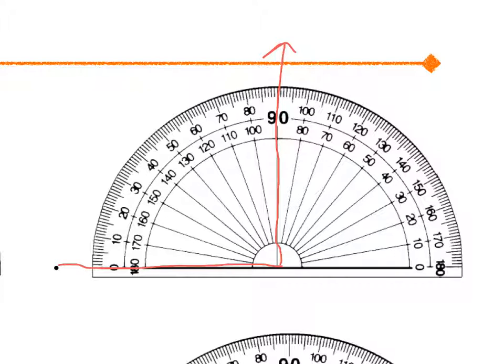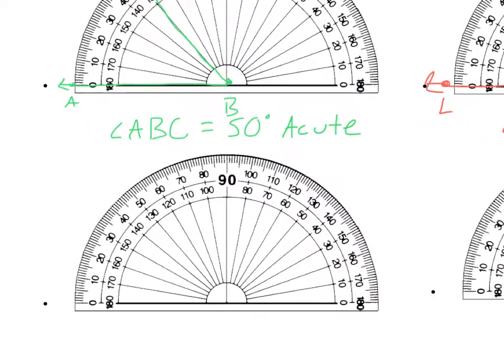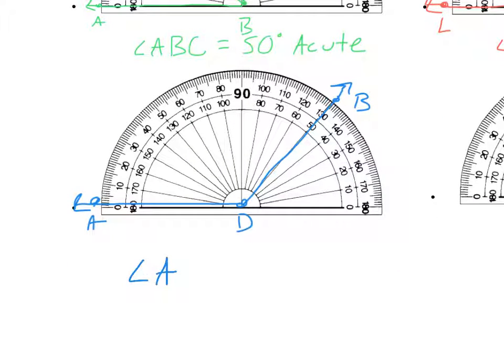We had an angle that started at 0. Angle LMK. This would be 90 degrees. What type of angle would this be? A right angle. We had another angle, started at 0, and went to 130. And this was, we can call it, angle ADB is equal to 130 degrees. And this would be obtuse.